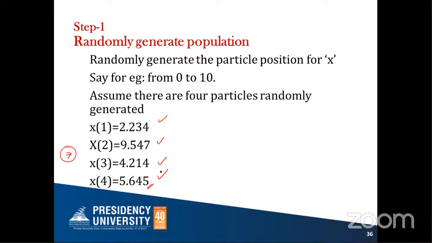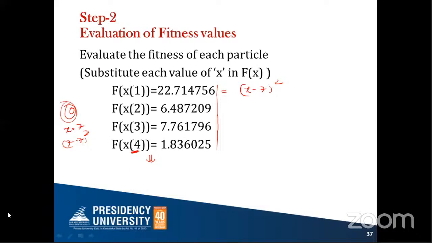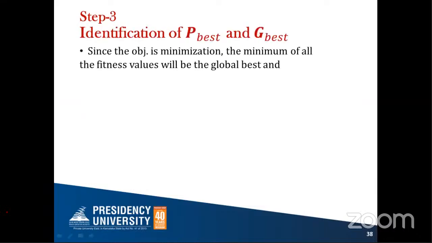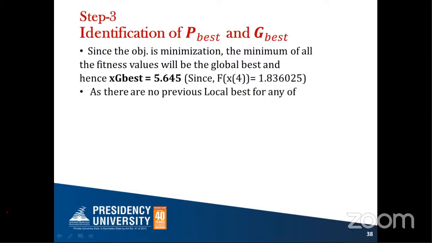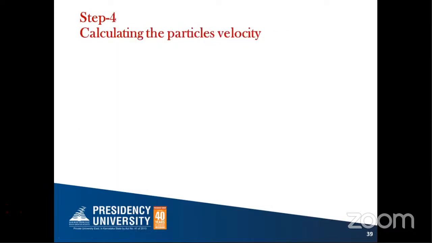So that means we have identified the G best in this algorithm. If you remember the equation, this is the G best in this form. Then what is the next thing we have to do? We have to update the position and velocity. So how can we update the position and velocity?